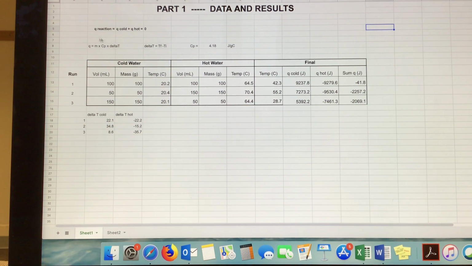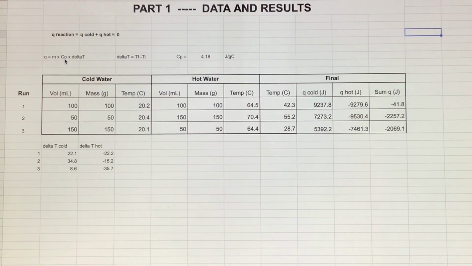So how do we define the heat of a species? We define the heat as the product of the mass times the specific heat and the delta T. So the difference in temperature between the final state and the initial state, okay? Delta T equals T final minus T initial. So here we are exploring water, and the specific heat of water is 4.18 joules per gram per degree Celsius.